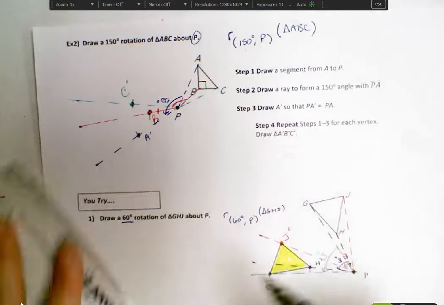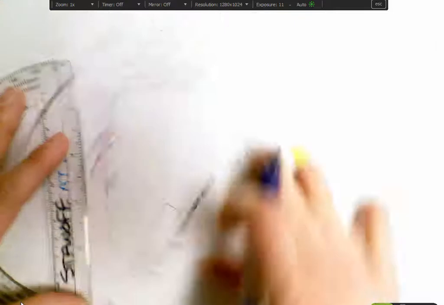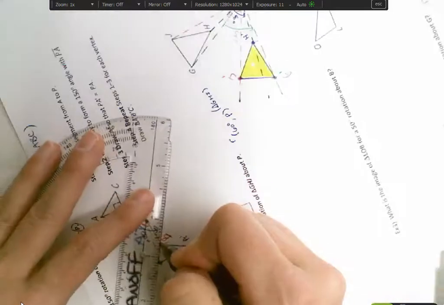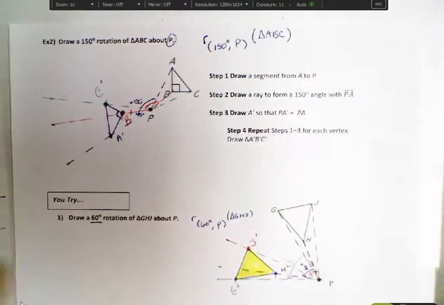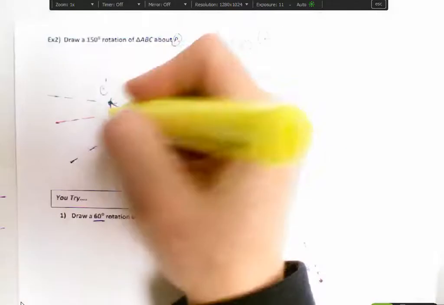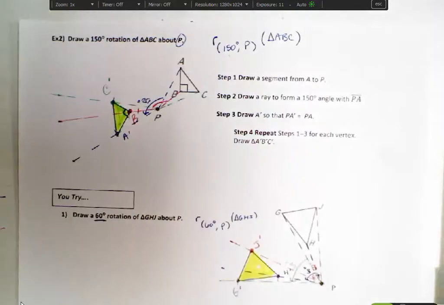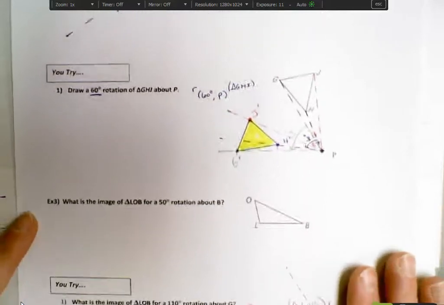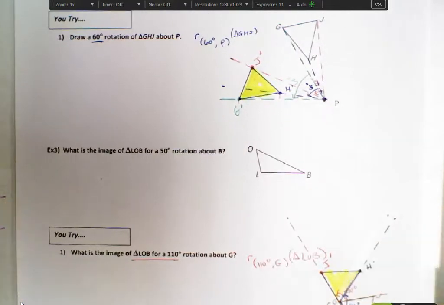Now I can just connect my prime vertices together for my new rotated figure. Angle B was a right angle, so we can reality check it and make sure that's still a right angle. And that becomes my rotated figure. Okay, so pause the video, try the next one, and that is the answer you should get when you get done. And then we'll take a look at example 3.